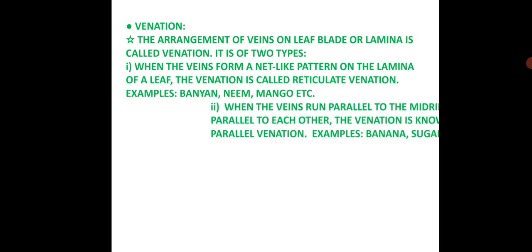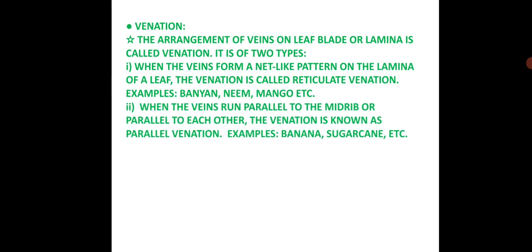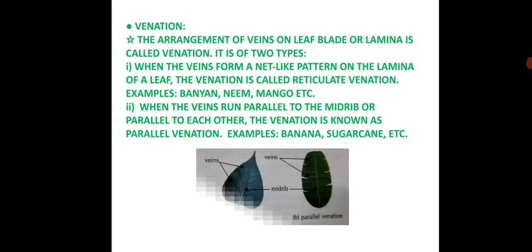When the veins run parallel to the midrib or parallel to each other, the venation is known as parallel venation. Examples: banana, sugarcane, etc.